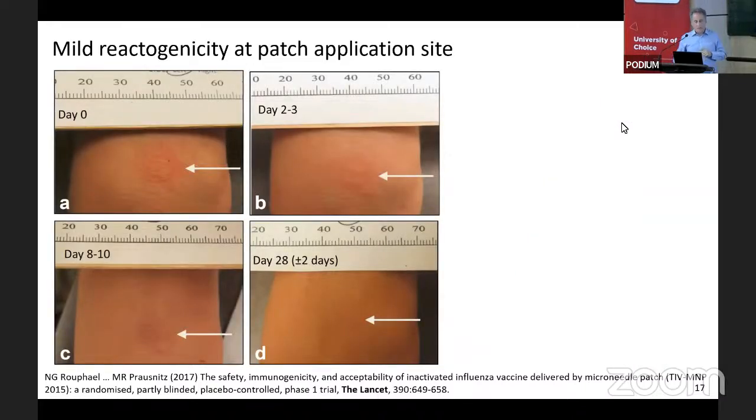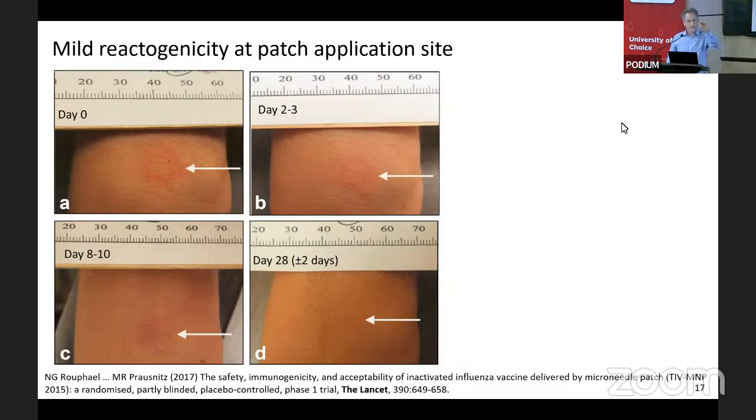From a safety standpoint, we can look at the site of vaccination on the skin. And what I'm showing here are some representative images. The application site was the wrist. So you're seeing a close-up of a wrist. And we did see mild reactogenicity at the site where the patch was administered. You can see there at day 0, perhaps you can make out there's a square in the center there.